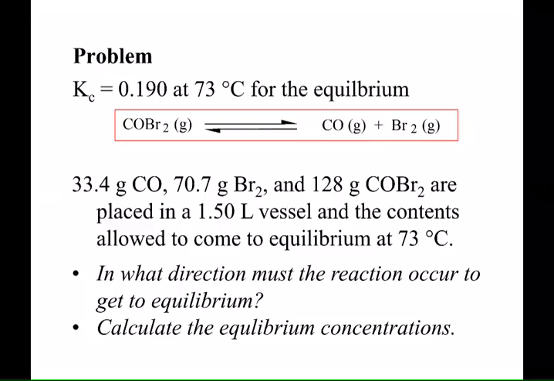Notice that we have a little bit of everything, and that's what we were talking about a minute ago. If you have 0 of anything, it's going to have to go to form some of that. In this case, we've got a little bit of everything. So right off the bat, we're going to have to find out which way it's going to go. In part 2, how did you figure out which way it's going to go? The relationship between Q and K. Yep, the relationship between the snapshot Q and the equilibrium constant, which is given K. This one's given as 0.190 exactly.